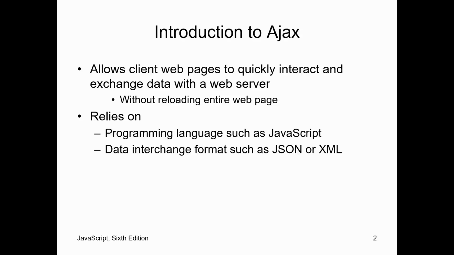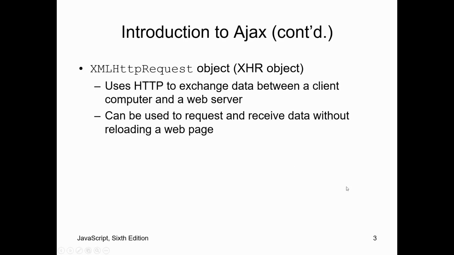So AJAX relies on a programming language like JavaScript and a data interchange format. Again, the X in AJAX is XML, but much of what's done today is done using JSON. This all came from something that Microsoft created a long time ago called an XML HTTP request object, or an XHR object. It was not all that important a thing that Microsoft came up with years ago. But then someone discovered that you could use it to request and receive data without reloading the page.